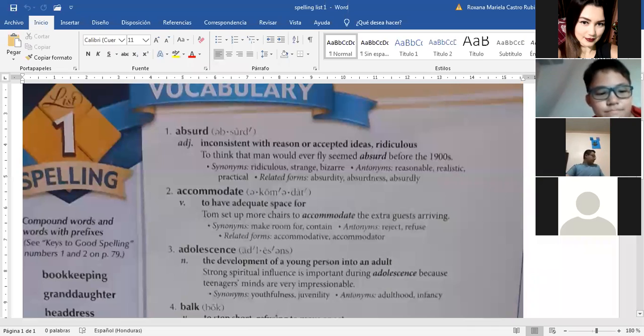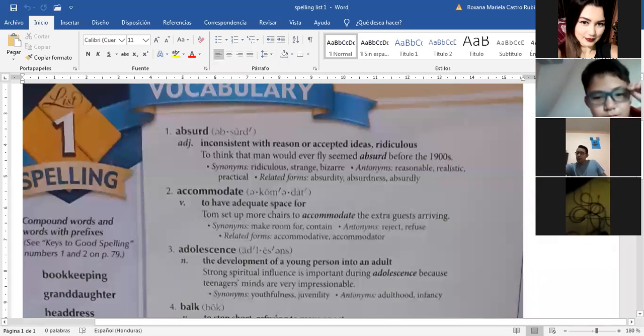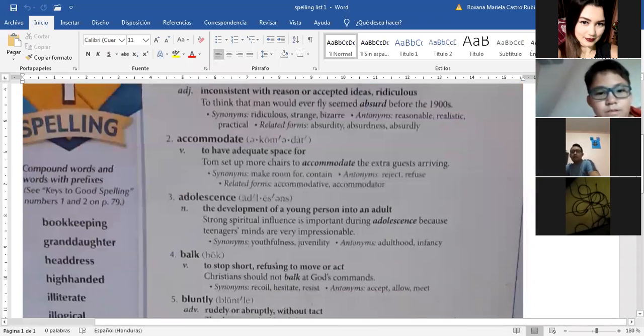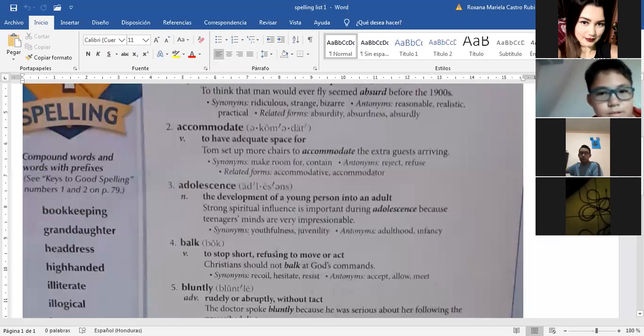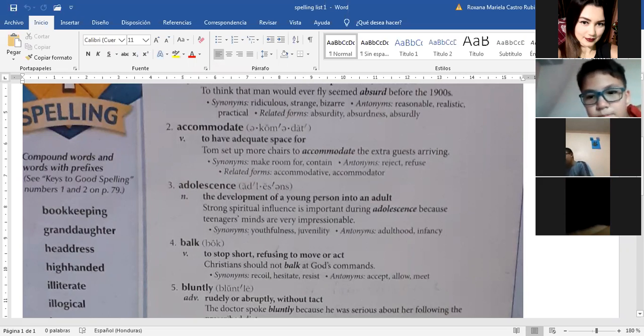Now let's listen to Camila. Camila, turn on your camera, please. And we have adolescence. Adolescence. And it is a noun. And it says the development of a young person into an adult. Okay? It's a stage. You can say childhood, adolescence, and then adult, when you become an adult. What is the translation into Spanish? Adolescence. Camila? Camila, are you there?